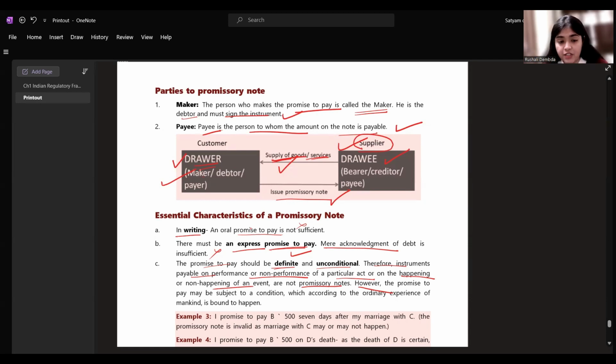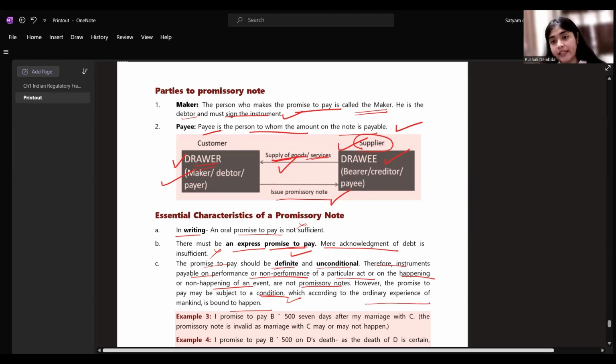However, the promise to pay may be subject to a condition. Promise to pay must be subject to a condition, as the condition was 2 months after date. After 2 months, we'll be going to pay the amount, which according to the ordinary experience of mankind is bound to happen. It is that you cannot pay the amount together right now. If you buy a phone for 1 lakh rupees, you cannot pay the entire amount right now. You're bound to pay in some time.